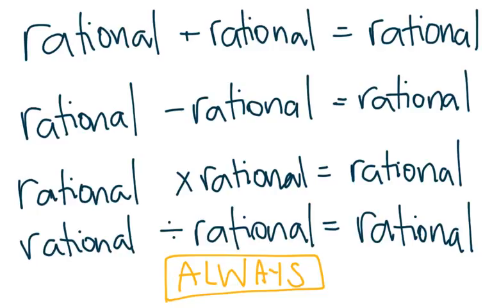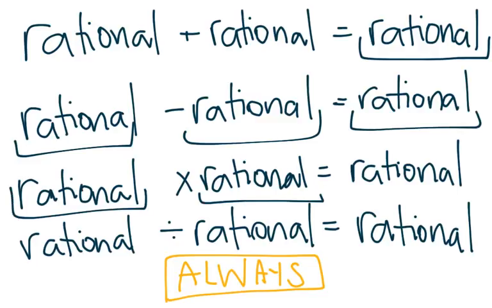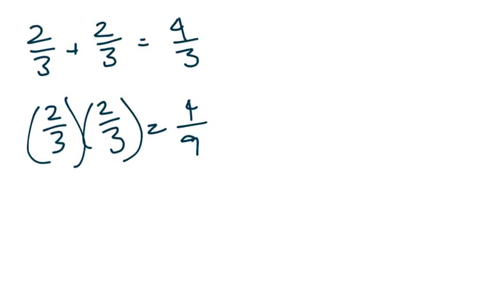A rational number plus a rational number will always equal another rational number. A rational minus a rational number will always equal a rational number. A rational number times or divided by a rational number will always equal another rational number. You can prove this if you look at a couple of examples.